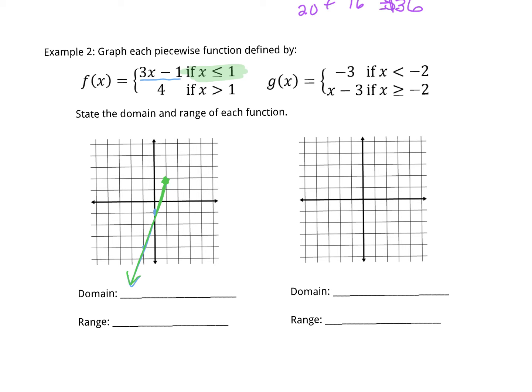Now let's graph the second part of this graph. Let's graph y is equal to 4. That means we have a horizontal line 4 units above the x-axis, so that would be a line about right there.